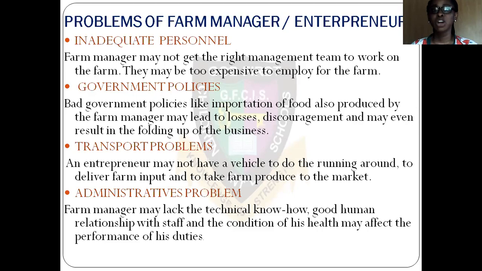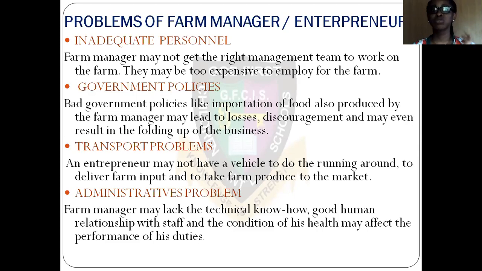Inadequate personnel. The next one is government policy. Bad government policy affects agricultural growth and also affects the farm manager's production, because it will not be good when a farm manager produces the same agricultural produce and the government imports that same produce from outside the country. It becomes loss and discouragement to the farm manager. Bad government policy like importation of food also produced by the farm manager may lead to losses and discouragement and may even result in the folding up of the business.